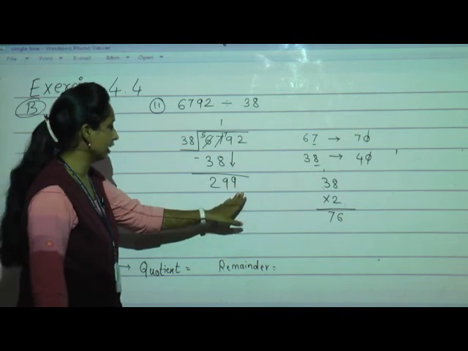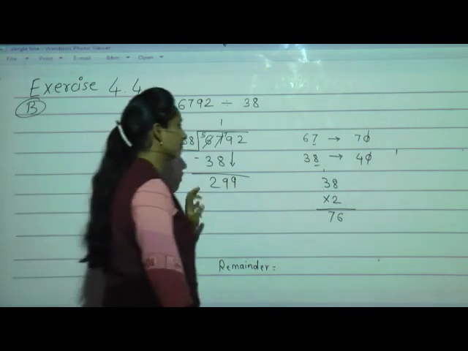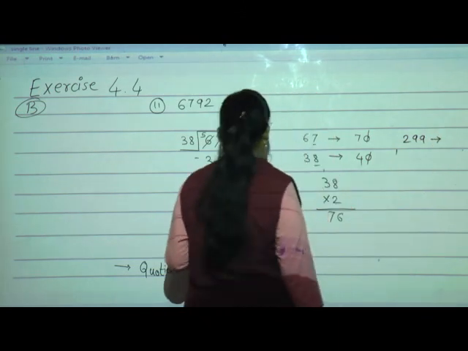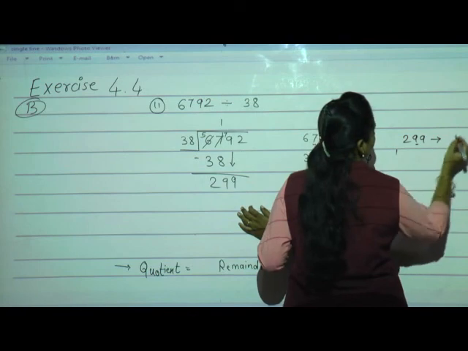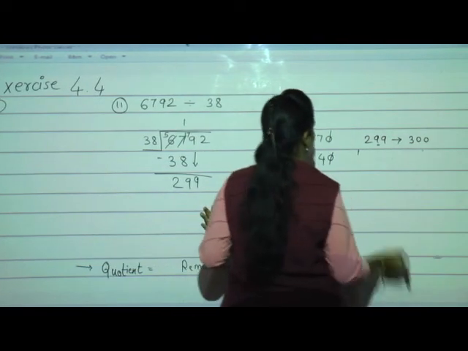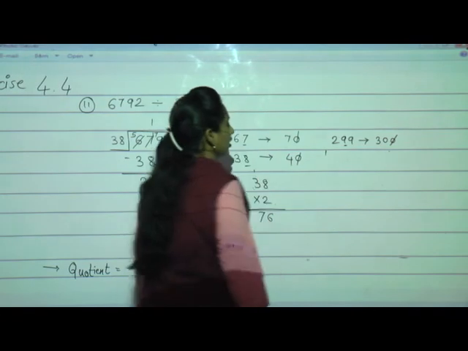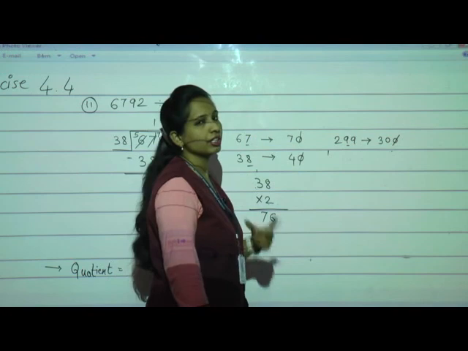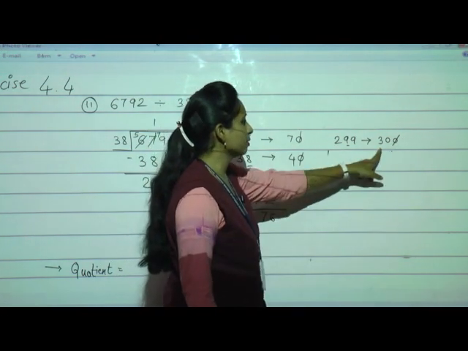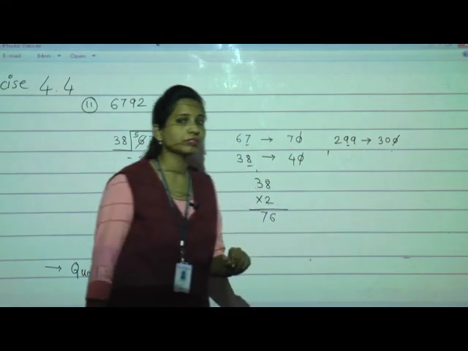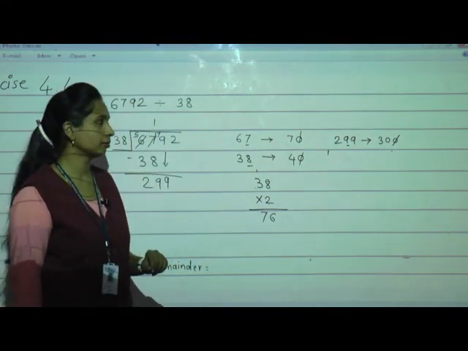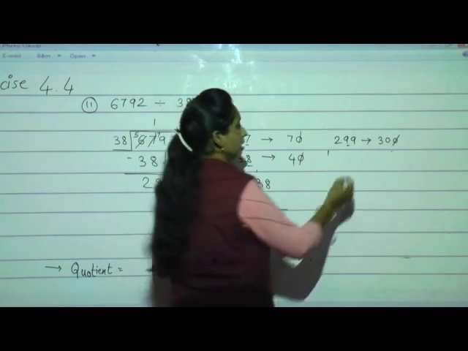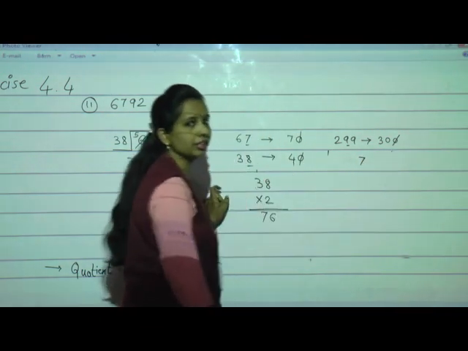Now 299 and 38. Now we will find the estimate quotient by rounding these numbers. Okay. Now 9 is there, so 300, and here is 40. When I cross out the 0s, what will remain? 4 and 30. What is the estimate quotient? How many times does 4 go into 30? Near about? 7s are 28, so roughly the quotient is 7.